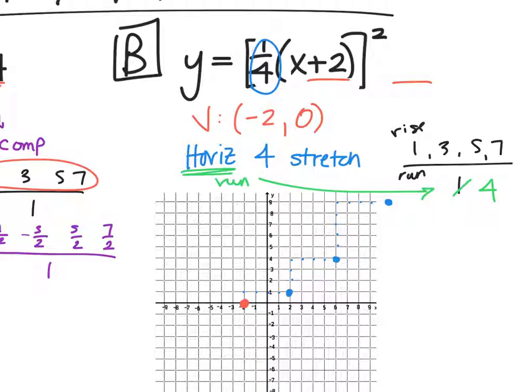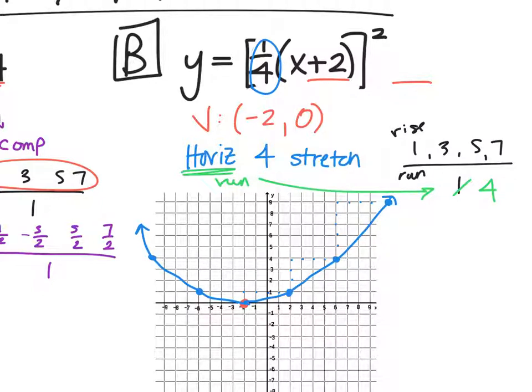So notice the rise, 1, 3, 5, 7, hasn't changed, it's just the run. All right, and then same thing on the other side. Rise 1, run to the left 4. Rise 3, run to the left 4, and then we'll just connect that. And notice that nothing is changing vertically, I'm just stretching horizontally. Instead of running 1, I'm running 4 every time.